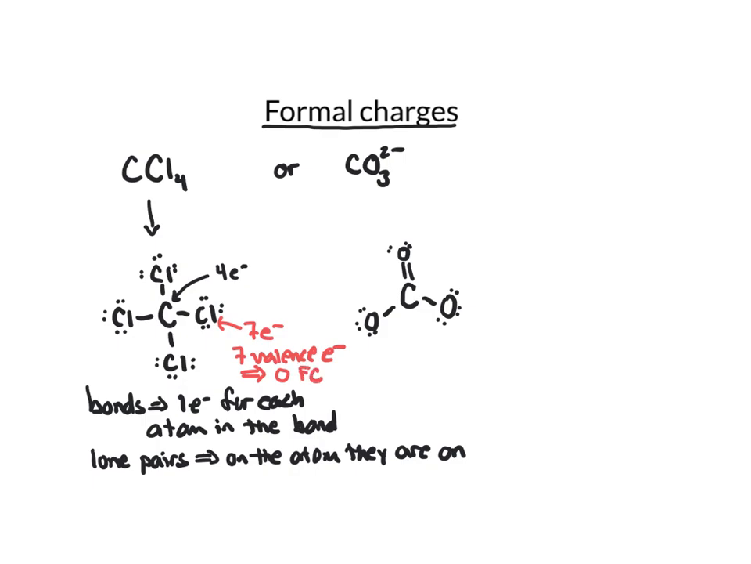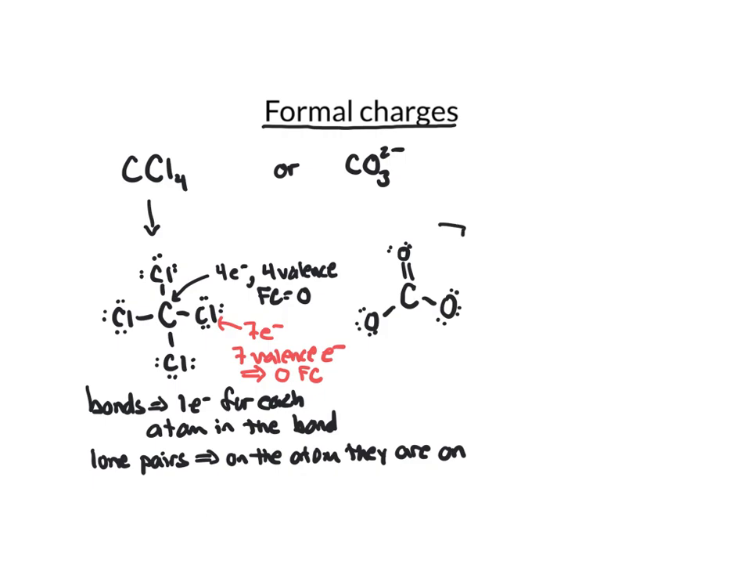If I look at the carbon, it has 4 valence electrons, and it has 4 electrons in this structure. And so this carbon also has a formal charge of 0, because it neither has more electrons nor fewer. If it had more electrons, it would have a negative formal charge. If it had fewer electrons than the number of valence electrons, it would have a positive formal charge. So let's do the same thing and look at the carbonate anion.